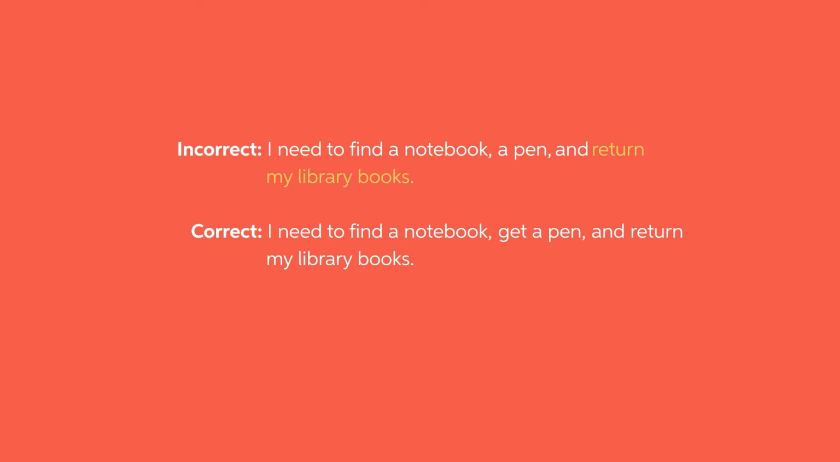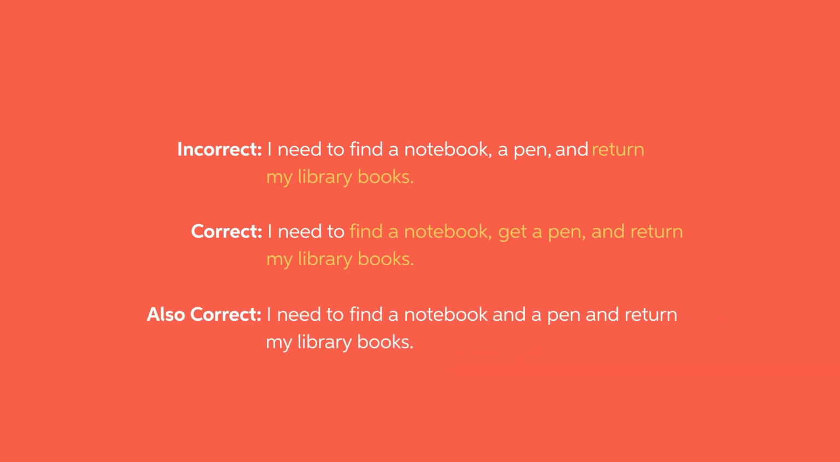To correct a false series, you can give each item in the series a separate verb. Find a notebook, get a pen, and return my library books. You can also resolve a false series and achieve parallel construction by breaking up the series. Find a notebook and a pen, and return my library books. As you can see, this method makes use of more coordinating conjunctions to create 2 distinct verb phrases.